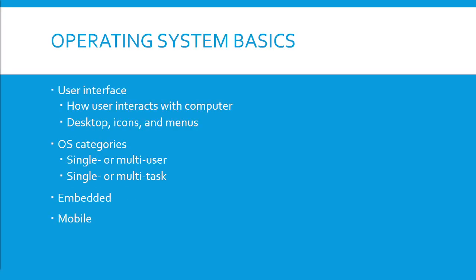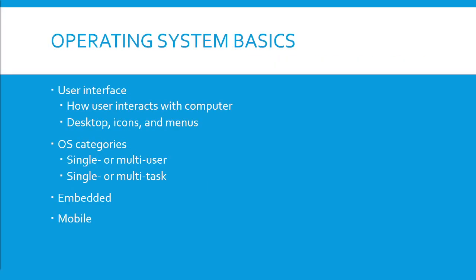Now, when it comes to your operating system, we've got a few things we need to think about: our interface, so how you're going to interact with it, and our categories. Are they embedded or are they mobile? All right, the user interface and categories we'll talk about in a minute. I want to talk about embedded here. Go back up a slide. There we go.